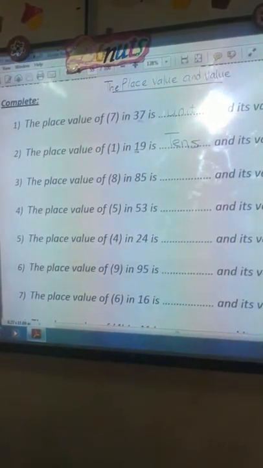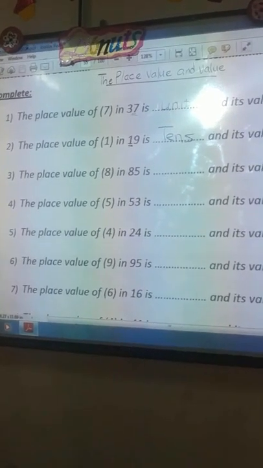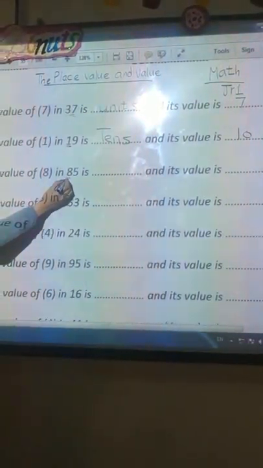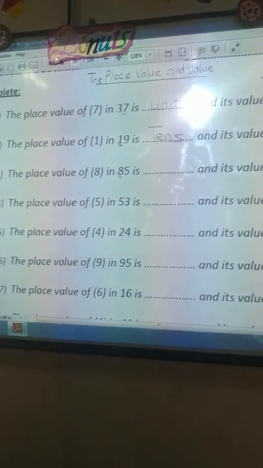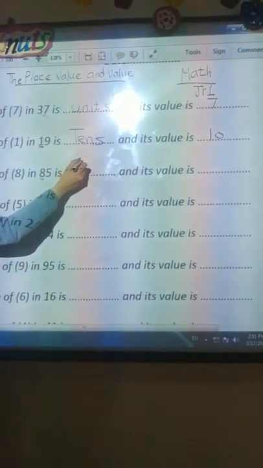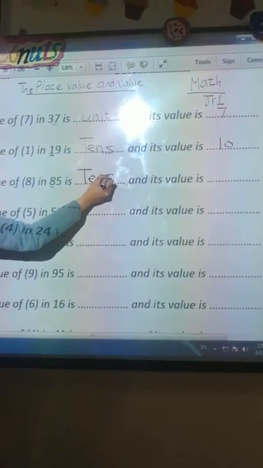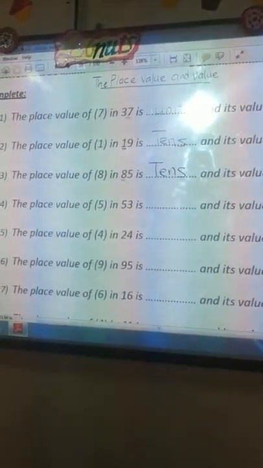The place value of 8 in 85 is, the place value of 8 is units. That's not right. The place value of 8 is tens. And its value is 80.